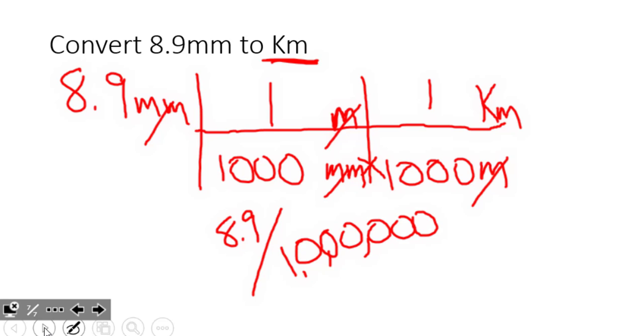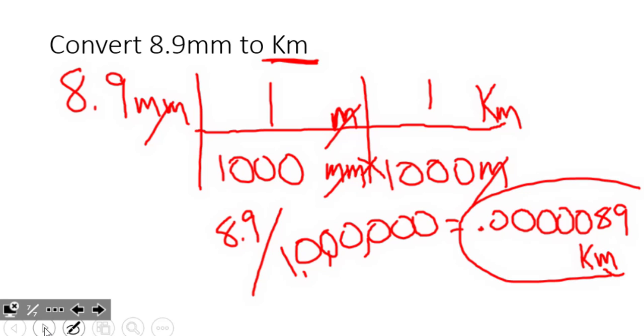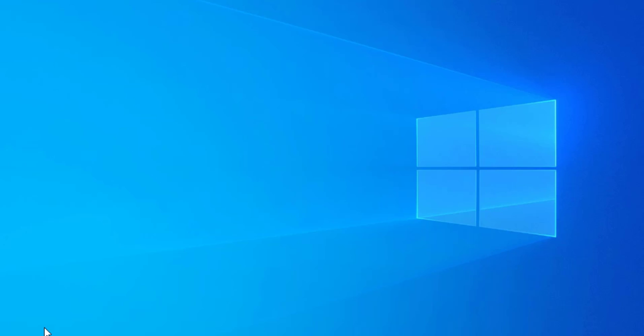So 8.9 divided by 1 million equals 0.0000089 kilometers. And this makes sense because 8.9 millimeters is a fairly small amount, so it's going to be a very small amount of kilometers. All right, so that's it. That's the overview, or review, of the metric system and unit conversion.